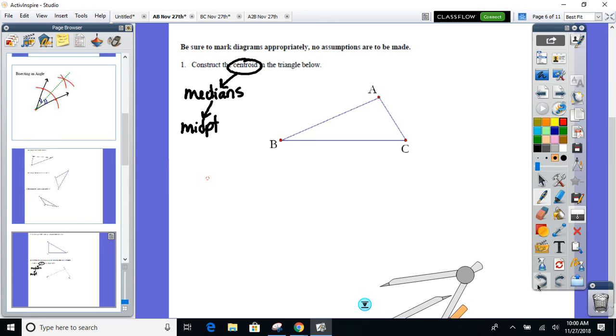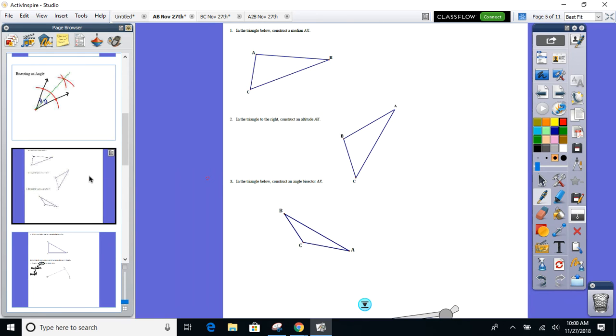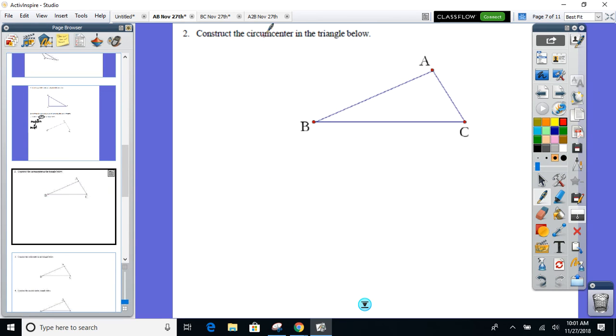Next one is, what am I asking you to find in the next one? The circumcenter. All right, let's talk circumcenter. That's the intersection of our perpendicular bisectors. Do we know how to make a perpendicular bisector? Hey, you just did it for the medians. But now all you have to do is draw the line through. You don't have to connect it with the vertice anymore.